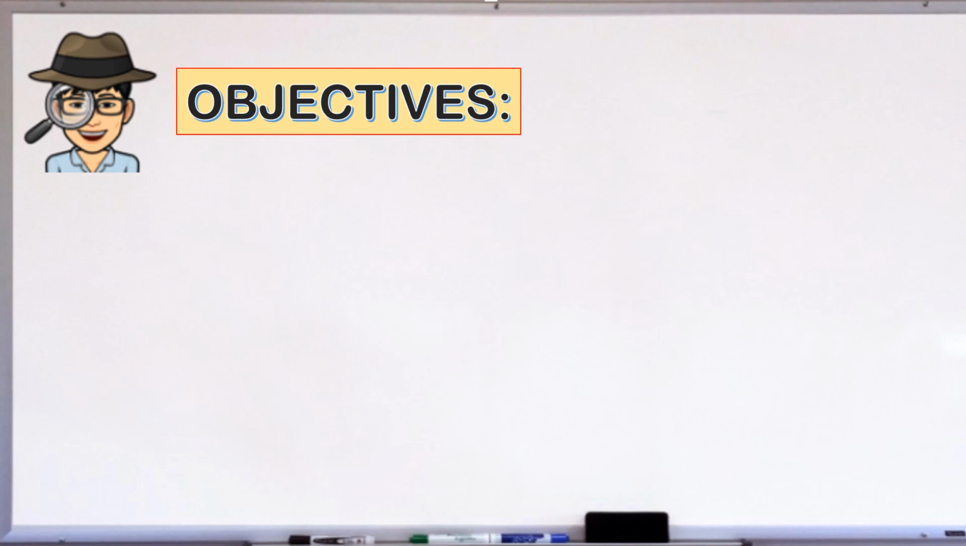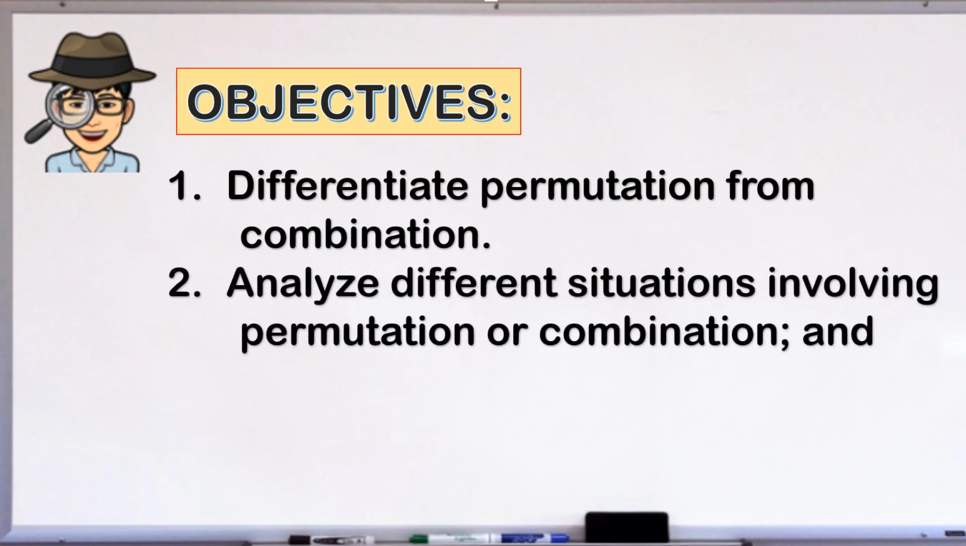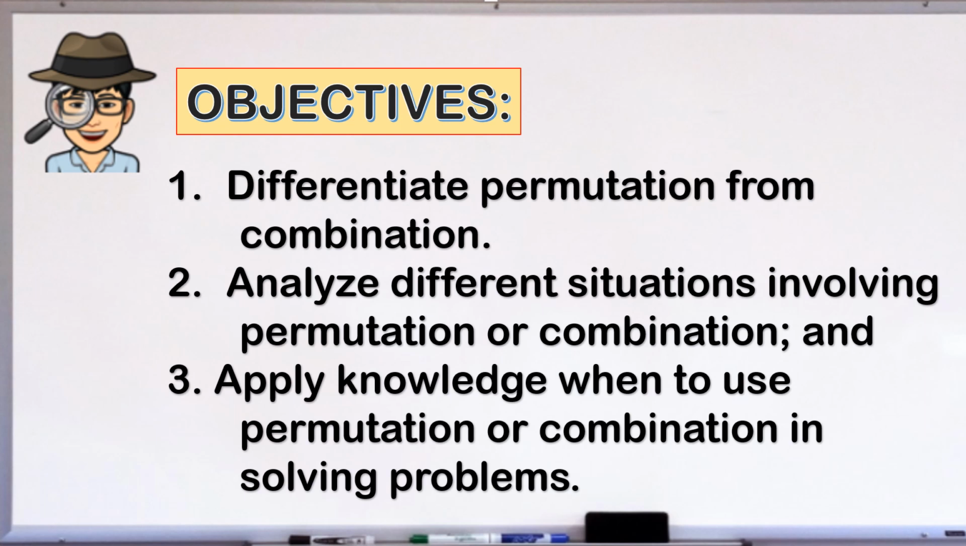Our objectives for today are: number 1, we will differentiate permutation from combination. Number 2, we will analyze different situations involving permutation or combination. And number 3, we will apply knowledge when to use permutation or combination in solving problems.